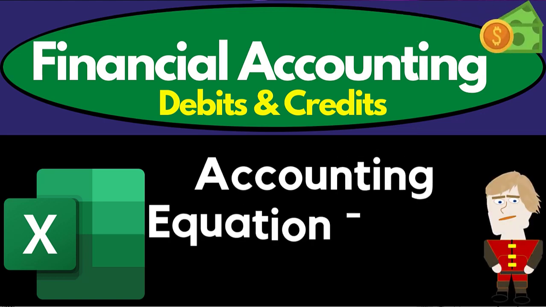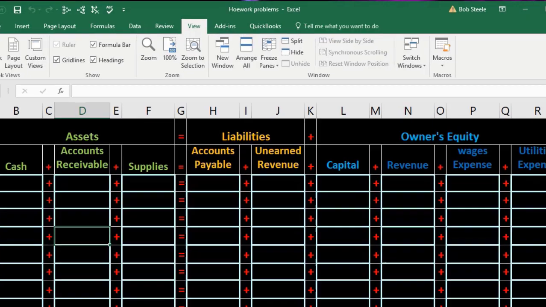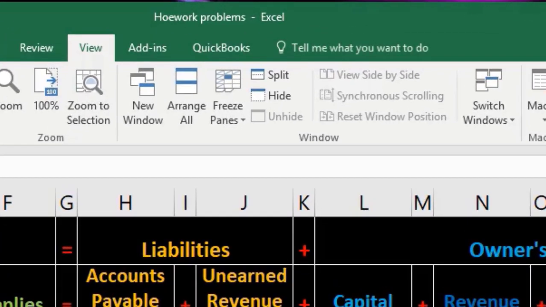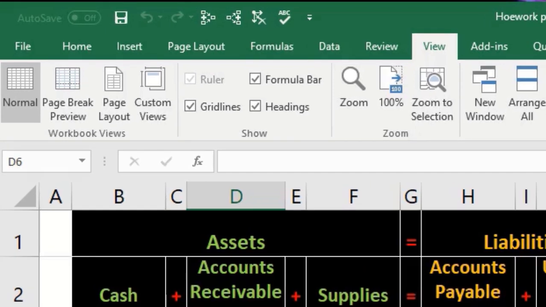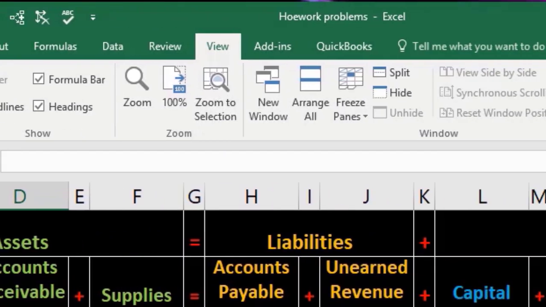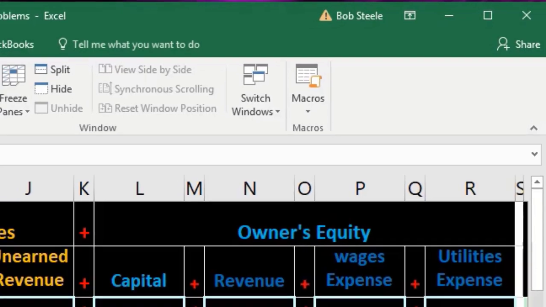Hello, in this presentation, we will be working a problem in Excel. You should have access to this Excel worksheet. I highly recommend working through problems in Excel. One, because it's the closest thing we have towards going just paper and pencil. However, Excel will do some of the basic math.